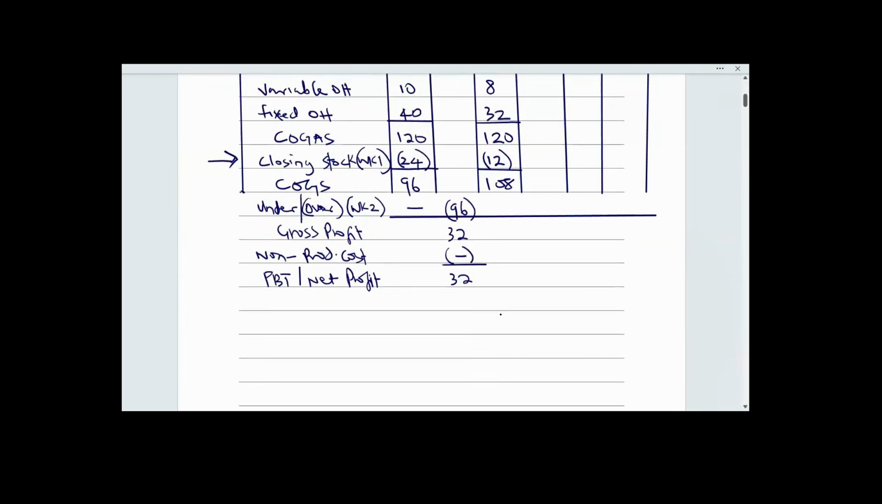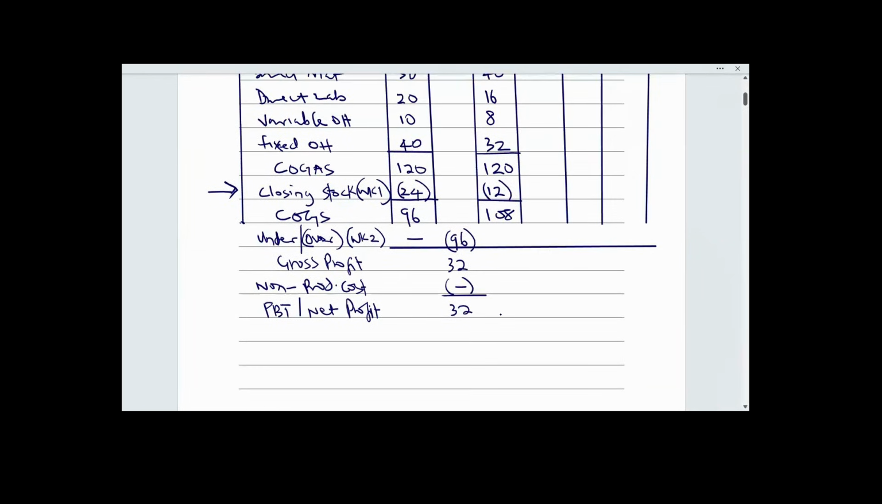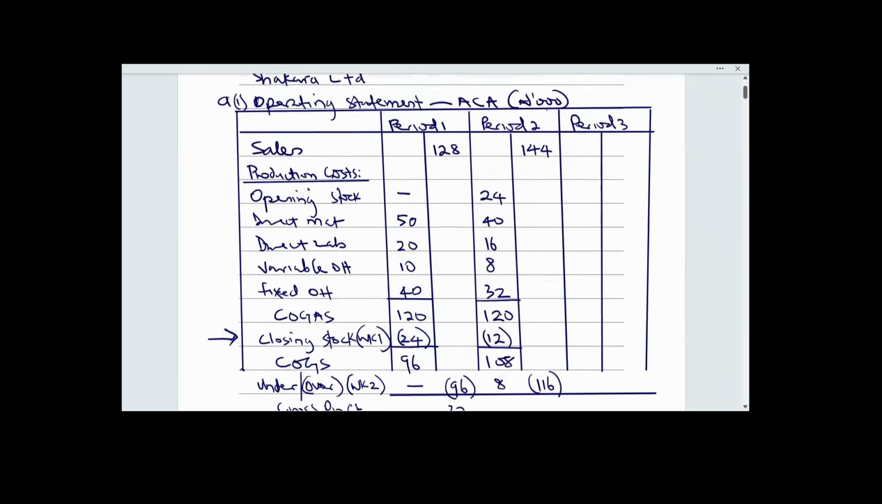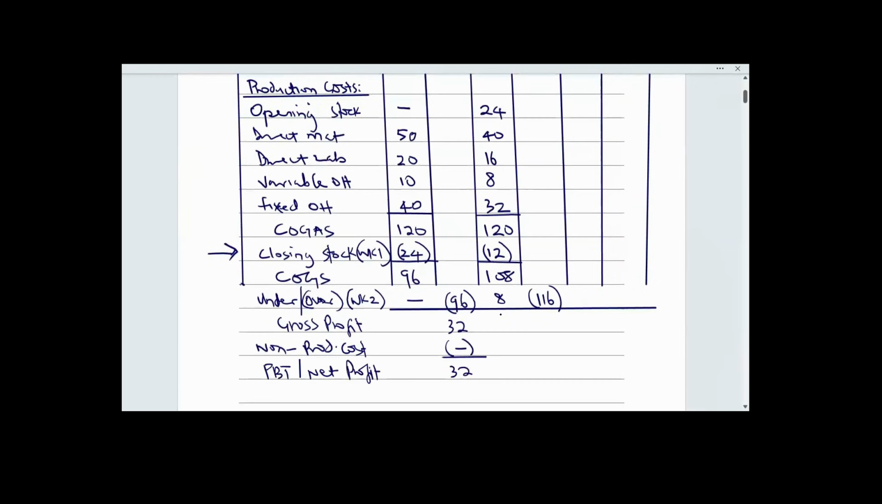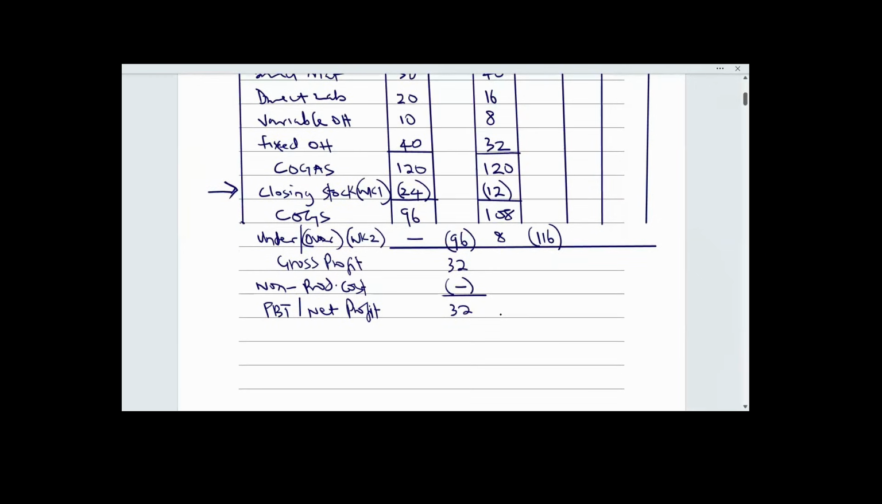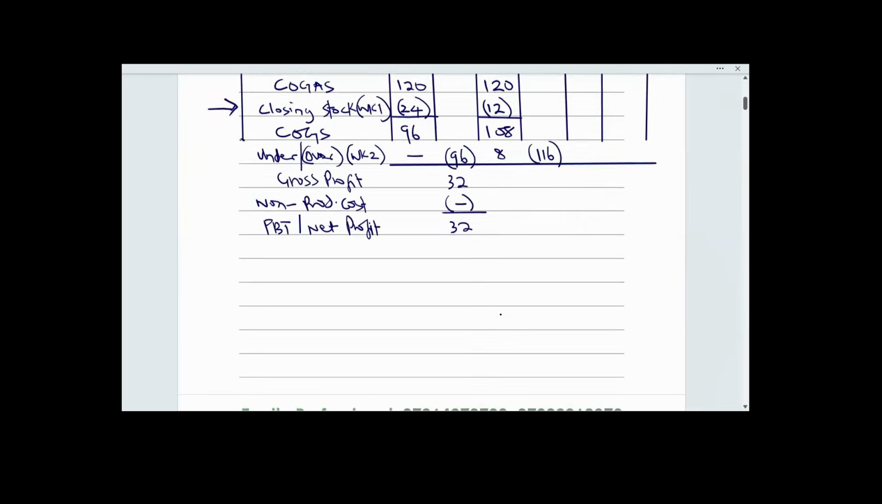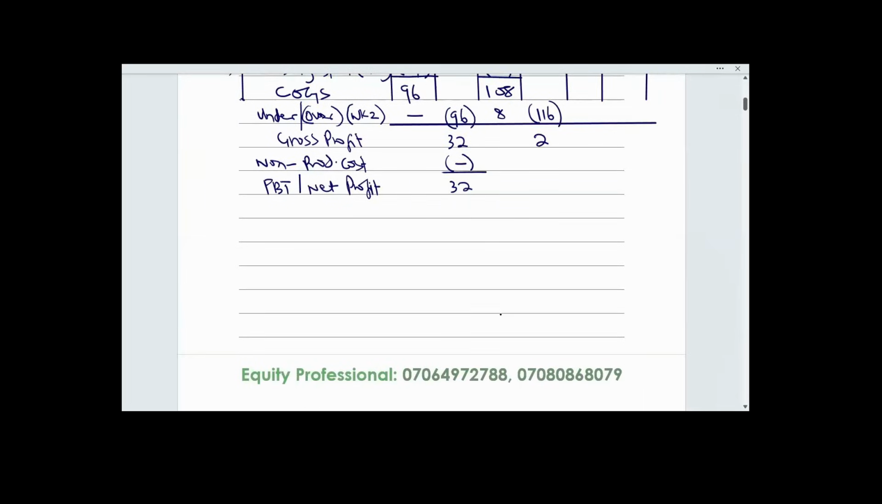So 8,000 in the second period. This 8,000 should be added to the cost of goods sold, which will give us 116,000. 116,000 minus 88,000 gives 28,000. So here is 28,000. We don't have anything as non-production cost.